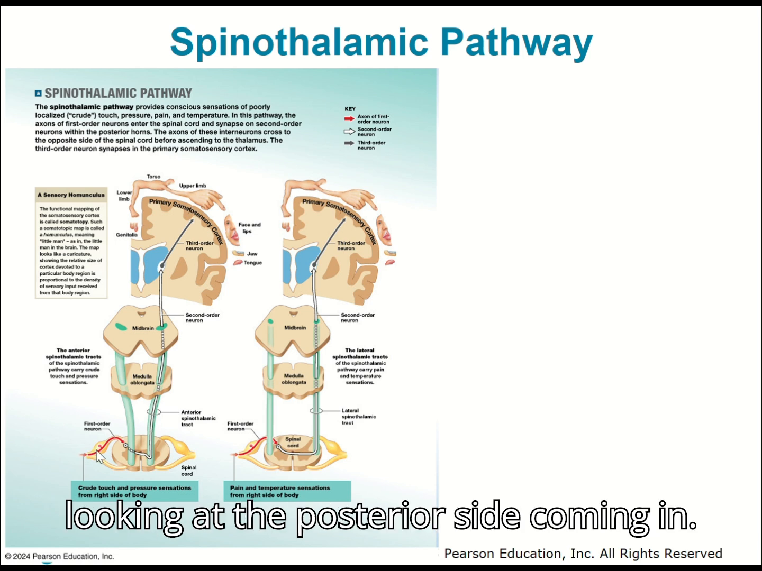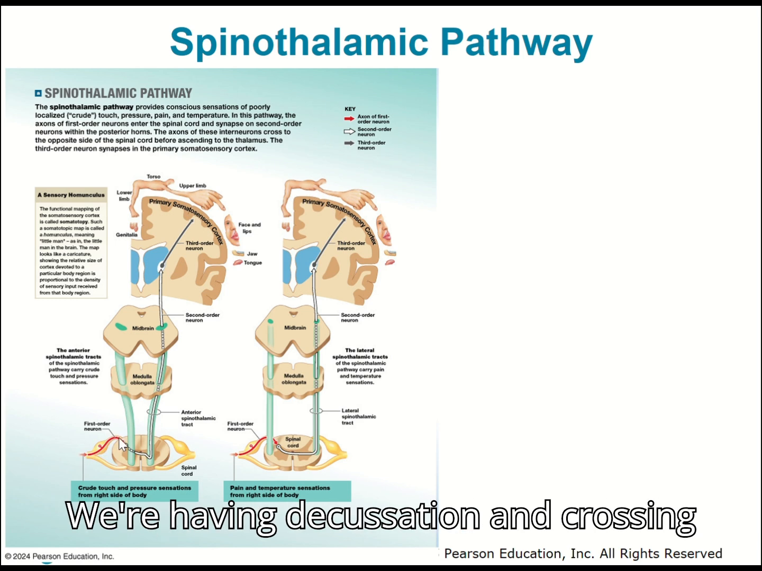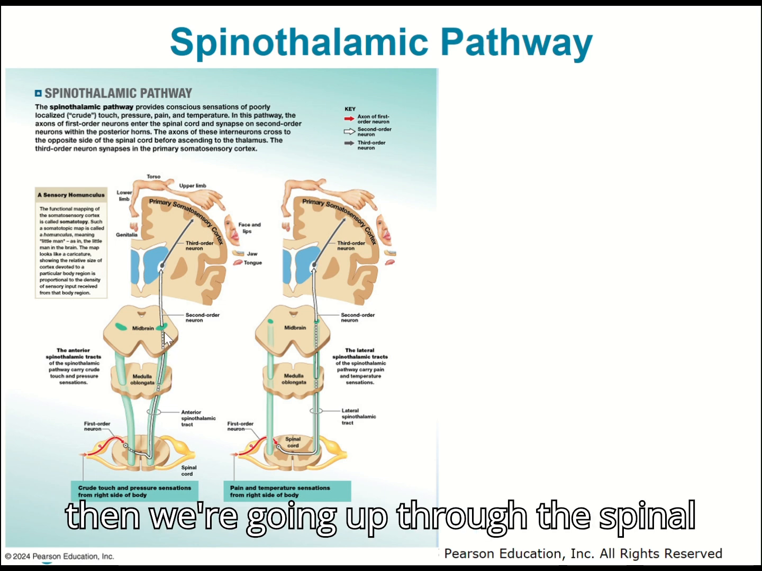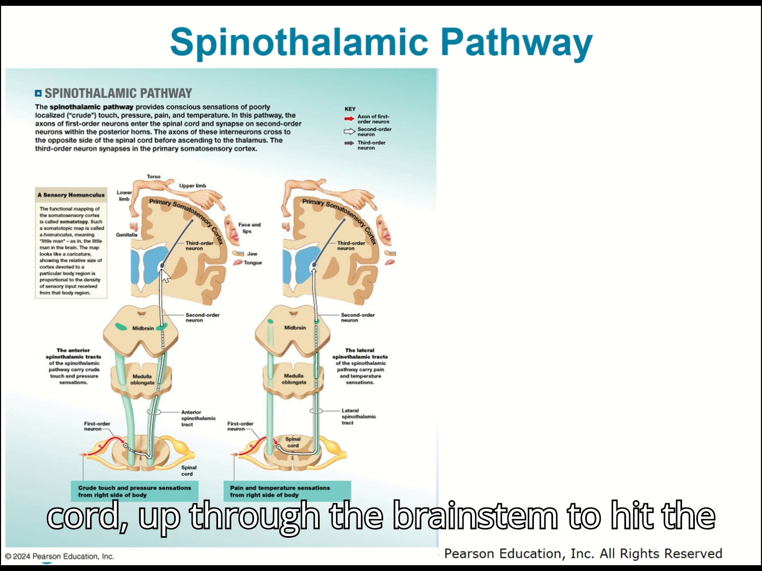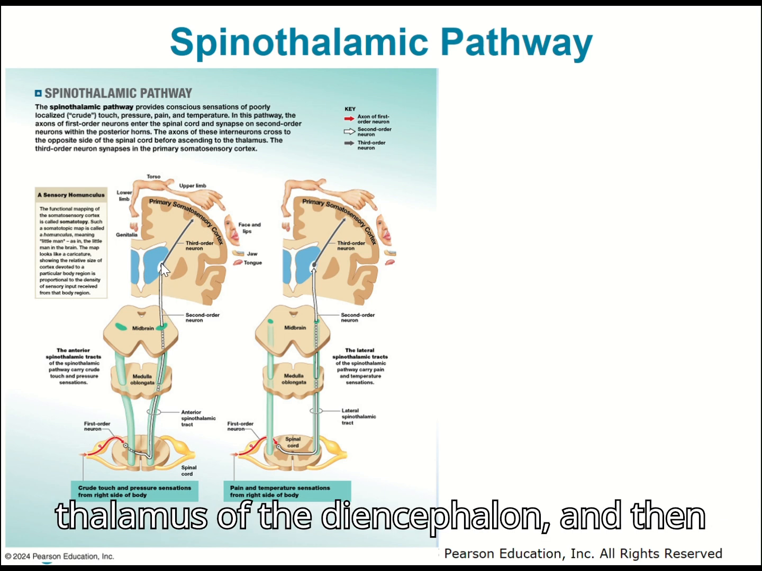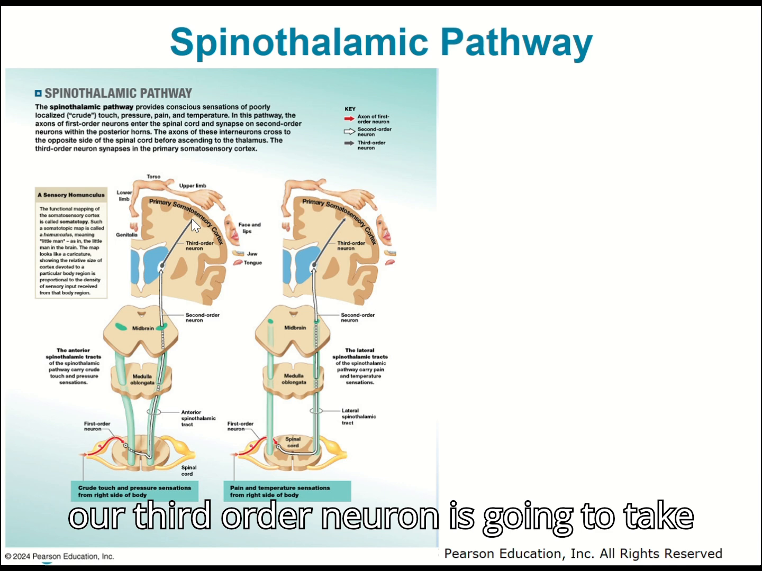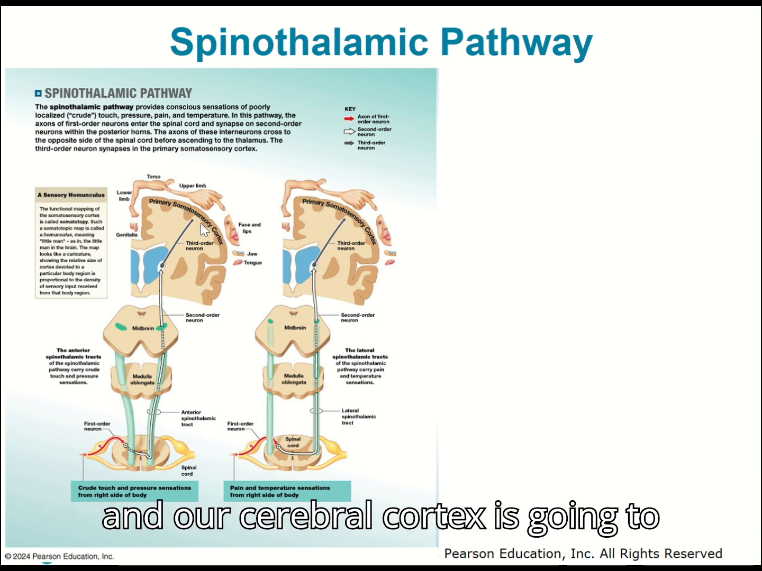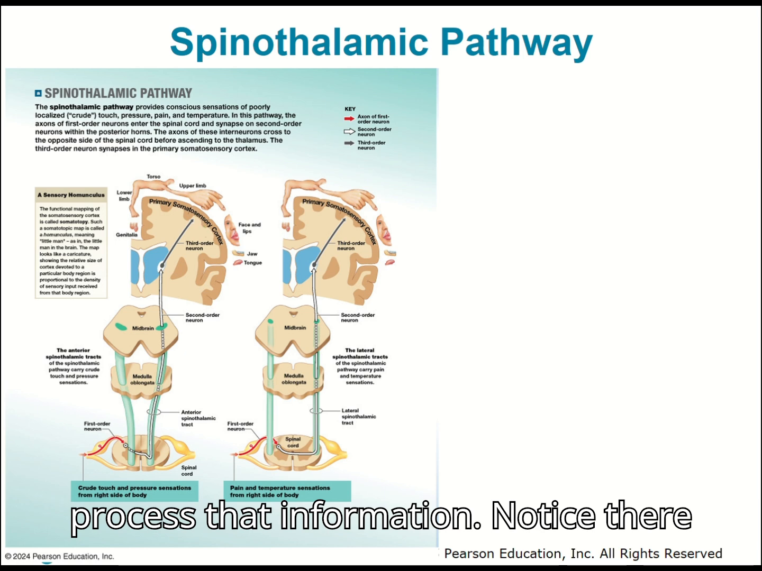So again, we're always looking at the posterior side coming in, we're having decussation and crossing over at that second order neuron, and then we're going up through the spinal cord, up through the brainstem to hit the thalamus of the diencephalon, and then our third order neuron is going to take that information to our cerebral cortex, and our cerebral cortex is going to process that information.